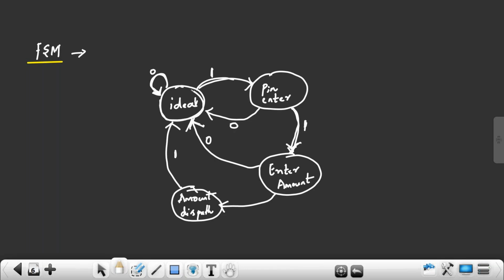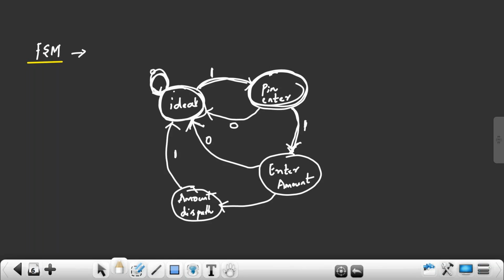So now the bigger machine has been converted into different states. In the idle state, what does it have to do? It has to check whether the card is entered or not. If the card is not entered, this state has to output logic 0. If logic 0 is output, it stays in the same state. If logic 1 is the output of this state, it goes to the next state.